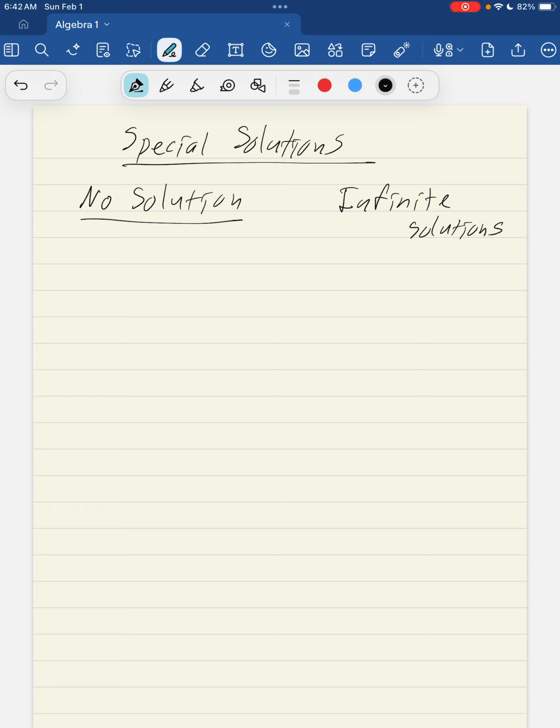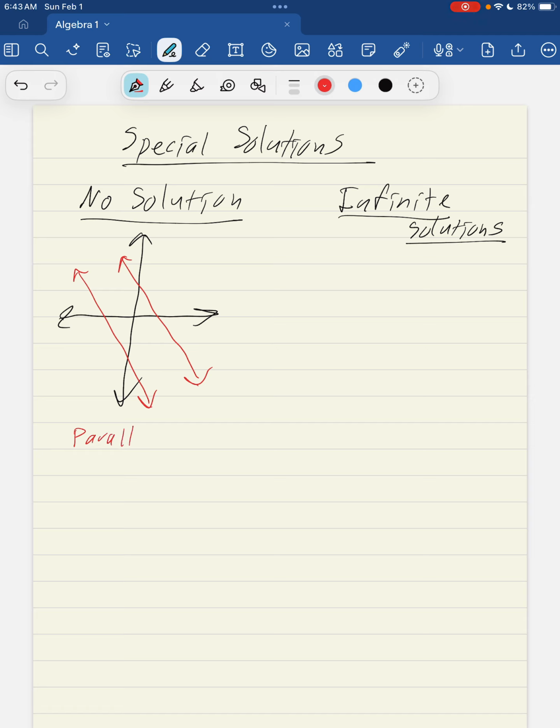Some of your teachers might say all real numbers instead of infinite solutions. It's really the same thing. So what does no solution mean? Well, no solution means the lines don't cross. If you've got yourself parallel lines, they're never going to have an intersection point. So this would be a no solution. Your parallel lines never cross.